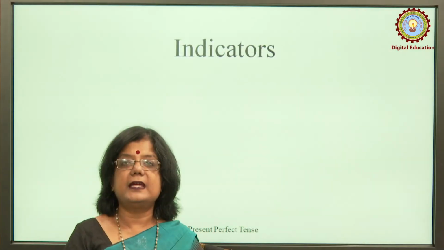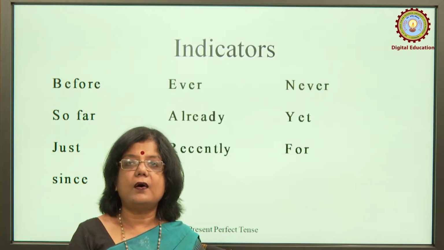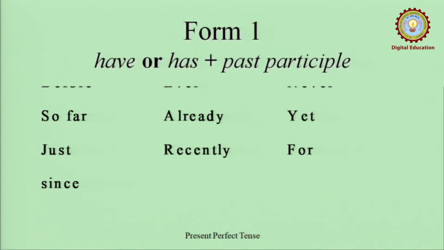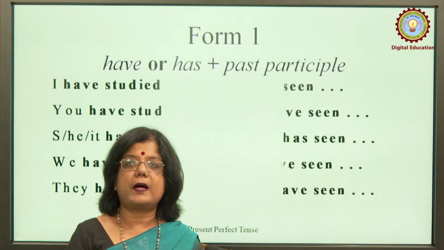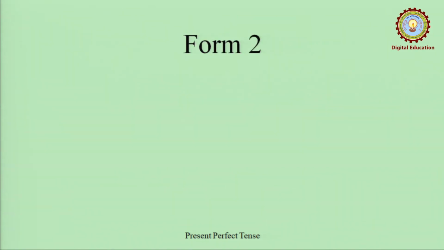Let us go for the indicators now. Before, ever, never, so far, already, yet, just, recently, for and since. Now, forms we have to pay attention to. It is have or has plus past participle. Examples: I have studied, you have studied, she has studied, we have studied, they have studied. I have seen, you have seen, she has seen, we have seen and they have seen.